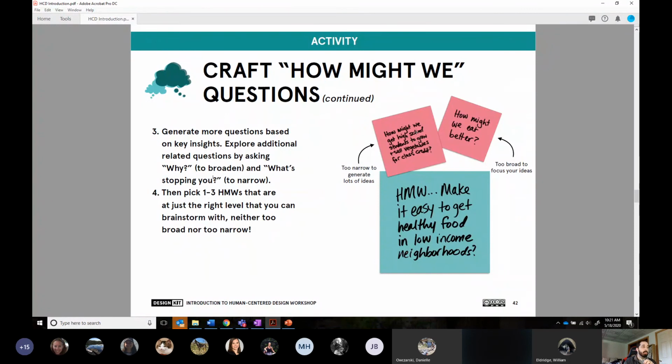So here are examples of some that are too narrow or too broad. Narrow is how might we get high school students to grow and sell vegetables for class credit. It's extremely specific. How might we eat better is extremely broad and can contain multitudes. So a nice one that settles in the middle is how might we make it easy to get healthy food in low-income neighborhoods. So you could see this as being a potential way to do this. And this is a more specific subset of how might we eat better. So finding the right level of the how might we question.